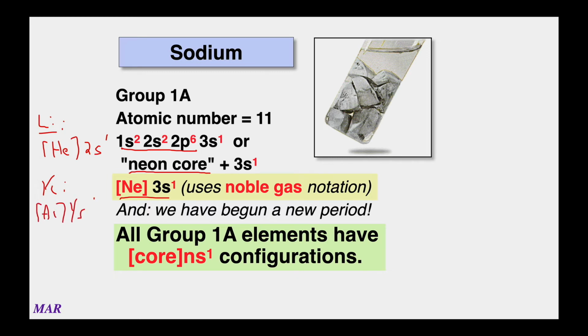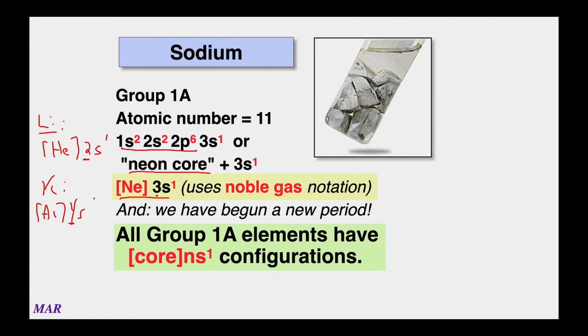So notice how n is changing: 2, 3, 4. That number comes from the period number. If you look just to the left, that's the n number. This is kind of a cool way to figure it out. This also explains why all of the alkali metals, which is group 1A, all have similar reactivity. That one electron on the outside is ready to rock and roll.